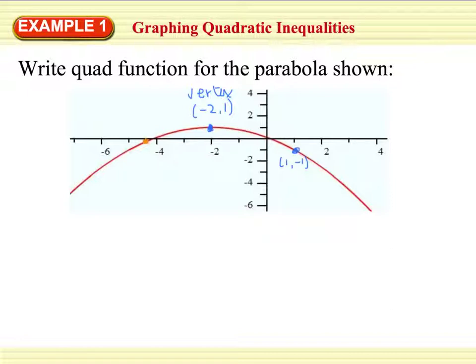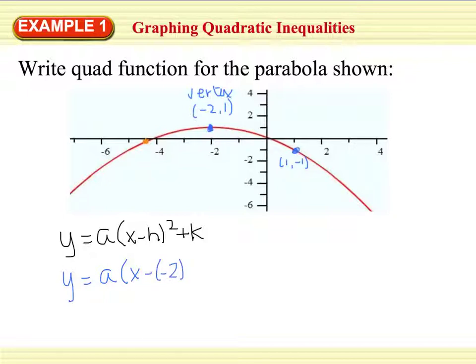So vertex form says that we have y equals a times a quantity of x minus h squared plus k, where h and k are the coordinates of the vertex. So let's go ahead and plug in our coordinates. So we have y equals a times x minus h is going to be the x coordinate. So I'm going to plug in a -2. That quantity is going to be squared. And then I'm going to add the y coordinate from the vertex, which is my k value. So I end up with plus 1.